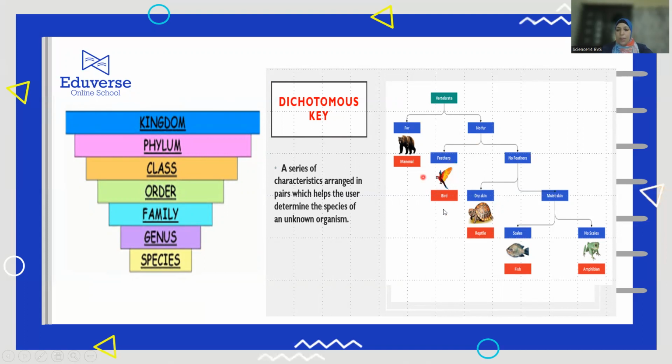If they have feathers, they will be birds. If they have no feathers, maybe they have dry skin or moist skin. If they have dry skin, they will be reptiles. If they have moist skin, they will be fish or amphibians. If they have scales, they will be fish. If they have no scales, they will be amphibians. So if you are going to search for an unknown organism, you have to follow this dichotomous key to facilitate your search. And this is our introduction to taxonomy.